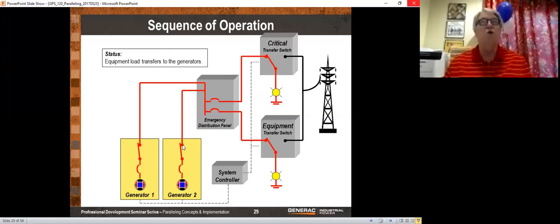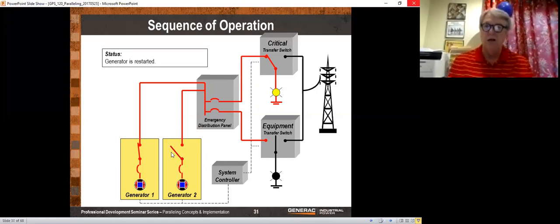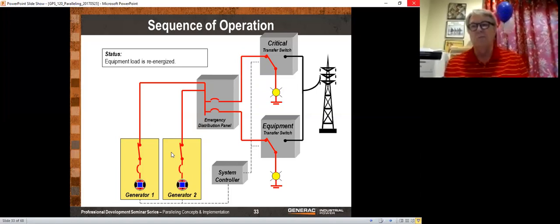Now let's assume that we haven't been filling our fuel tanks correctly and generator 2 runs out of fuel. In that case, generator 2 is going to open and we will trip our equipment transfer switch to neutral. Now we go back to generator 2, put fuel in it, restart it. It comes up, it synchronizes. We close the equipment transfer switch, and then our utility comes back.